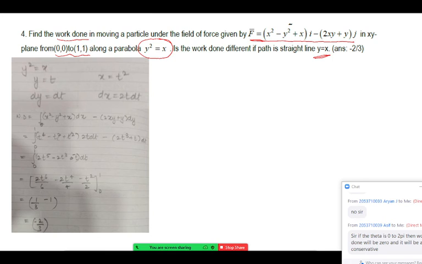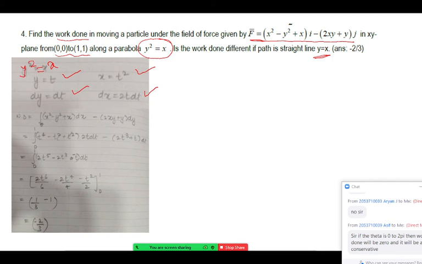So let me find out for curve C1. So for curve C1, y square equal to x. Y square is equal to x. We can put y equal to t, y is equal to t, x is t square. Y is t, x is t square. So dy is dt, dx is 2t dt.